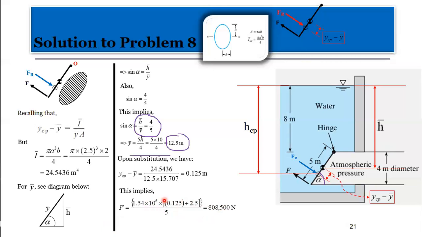Remember, why am I putting times 10 to the power 6 here? Remember, it's 1.54 mega Newton, so times 10 to the power 6. So with that, we end up having the F value to be equal to 808.5 kilonewtons. So this is the force required to open the gate. If you are designing a hydraulic system to lift this, you need a minimum of 808.5 kilonewton force to lift that.